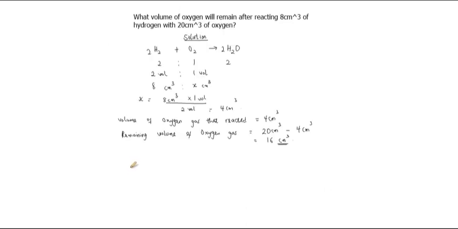After reacting 8 cm³ of hydrogen with 20 cm³ of oxygen, 16 cm³ of oxygen will remain, and that answers the question perfectly.